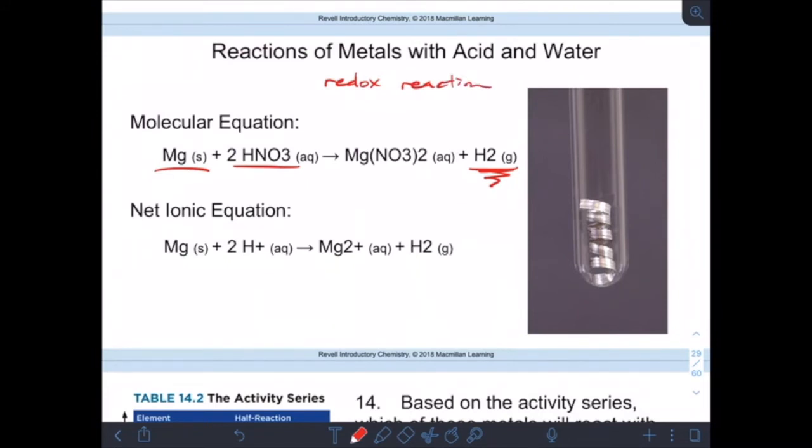Okay, so if we go through this, we will find that this nitrate ion is the same on both sides, and the nitrate ion will not change oxidation state. So it's basically a spectator. So we're going to leave it out of our equation.